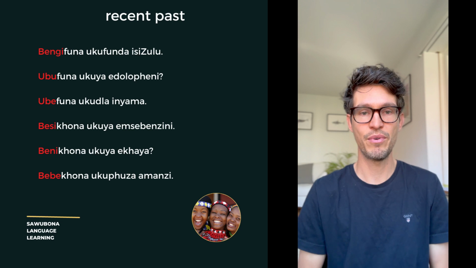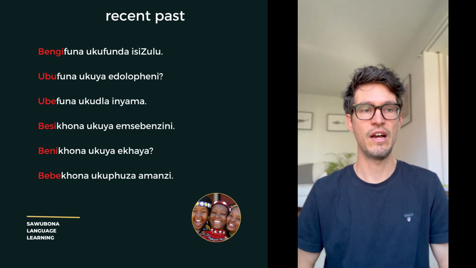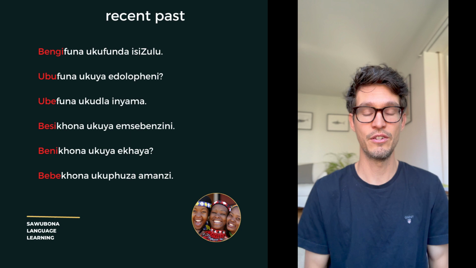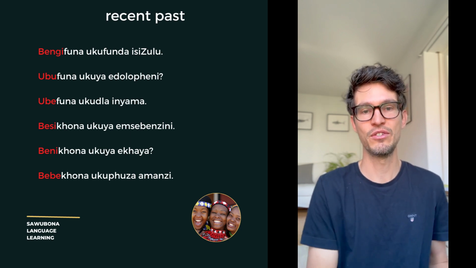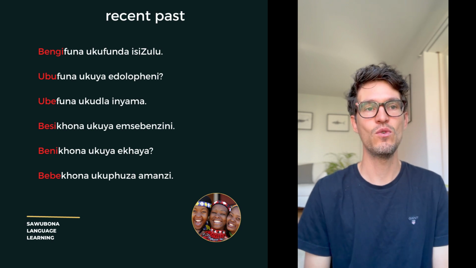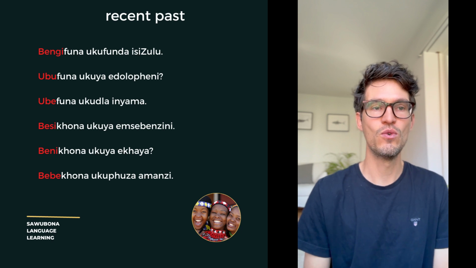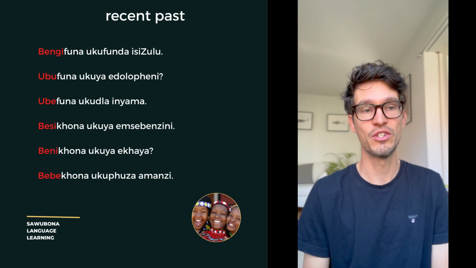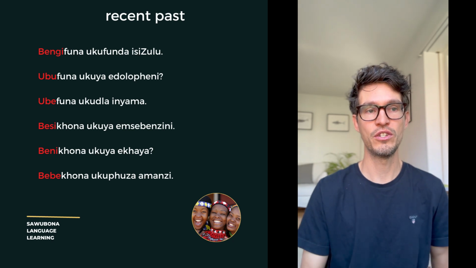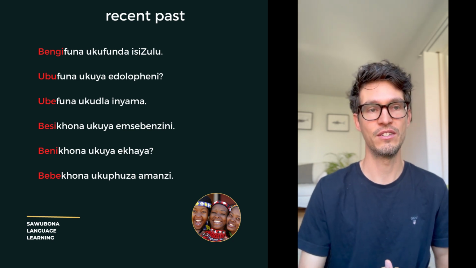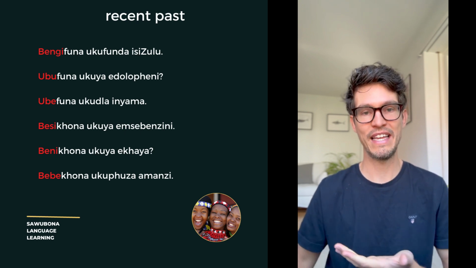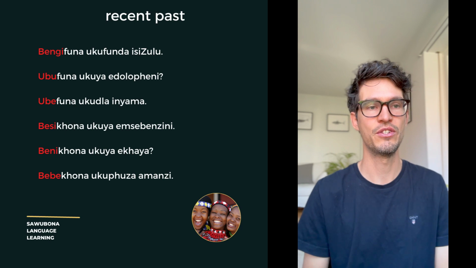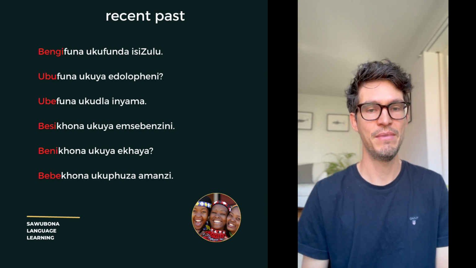Anyway, so you can form this tense by using these prefixes. Instead of the present prefix for I and you and he and she, we just have a new prefix to learn, which is bengifuna. I was wanting to, or I wanted to. Bengifuna ukufunda isiZulu. I wanted to learn isiZulu. Ubufuna ukuya edolopeni. Did you want to go to town? So you want to is ufuna, ubufuna, you wanted to. Ubefuna ukudla inyama. Ubefuna, he or she wanted to. The third person wanted to. So he or she wanted to eat meat.